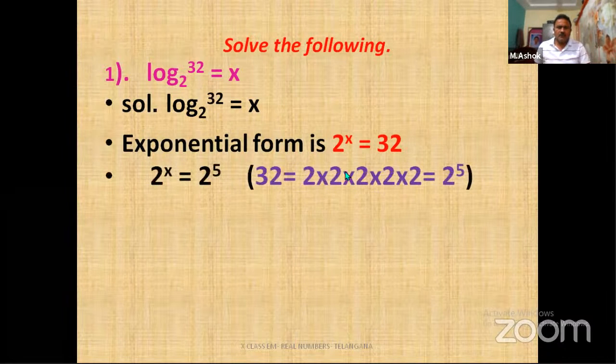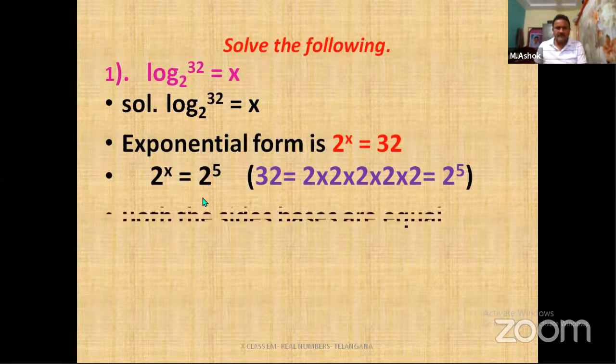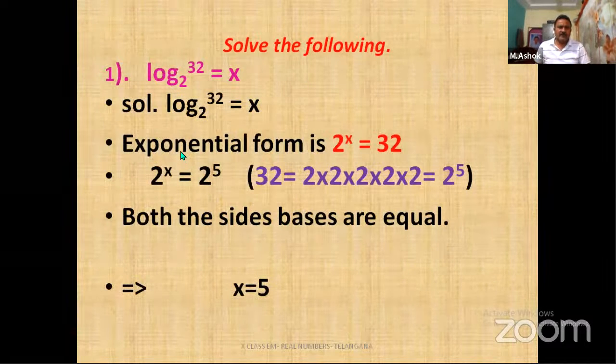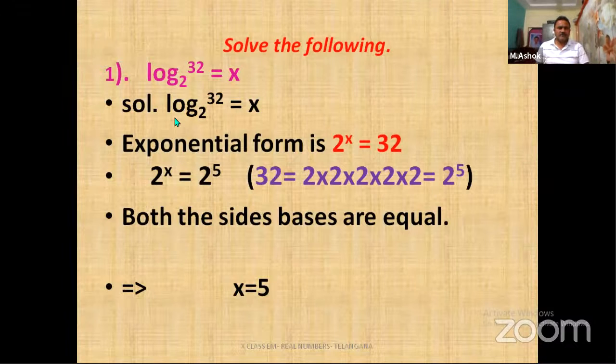Okay. Now I am writing 32 as 2 to the power of 5. Here the base is 2. We are converting 32 as 2 to the power of 5, so you have to write the same base. If you write like this, both sides' bases are equal, so it implies the exponents are also equal. Then the x value is 5. In this way, you have to solve this type of questions. Okay, we will see one more sum.